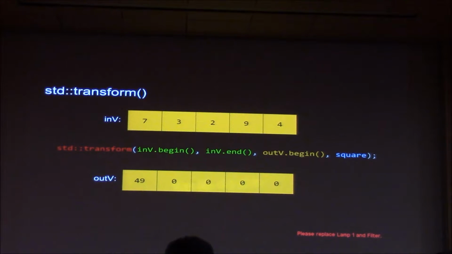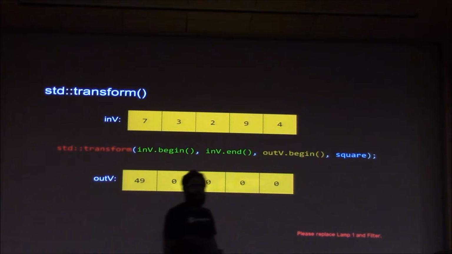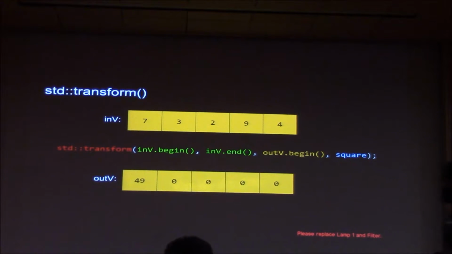And then the first element gets transformed. This is how you should think of it: all the elements in this vector start from here and come here. Each and every element gets transformed based on this particular transformation. So now 3 becomes 9, 2 becomes 4, 9 becomes 81, and 4 becomes 16.